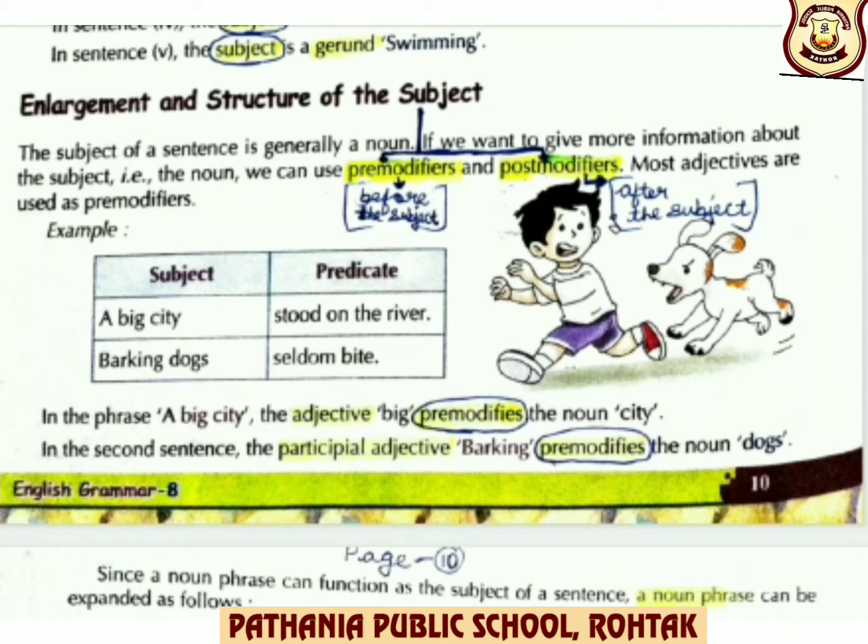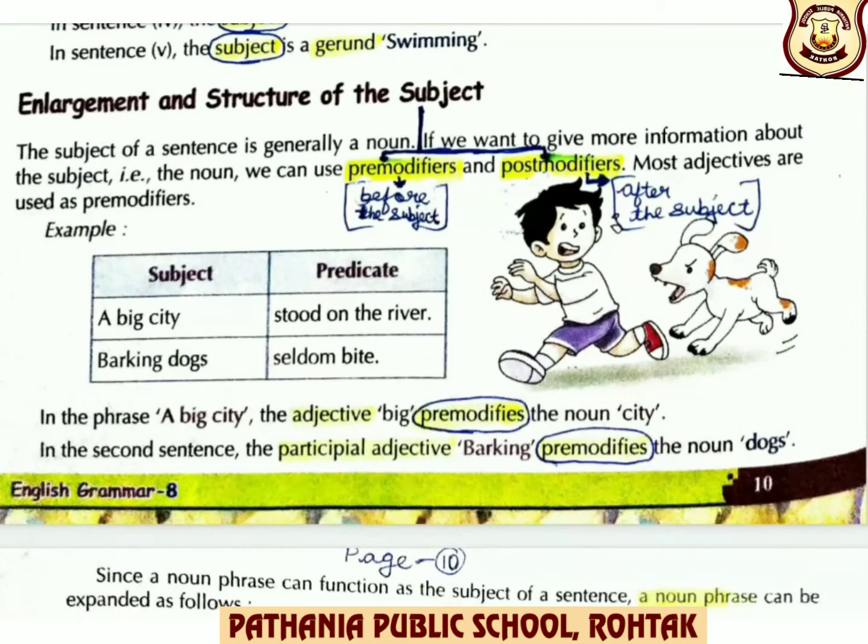Look at the example, children. Subject, a big city. Predicate, stood on the river. Next example is barking dogs. Predicate, seldom bite. In the phrase a big city, the adjective big pre-modifies the noun city. In the second sentence, the participle adjective barking pre-modifies the noun dogs.